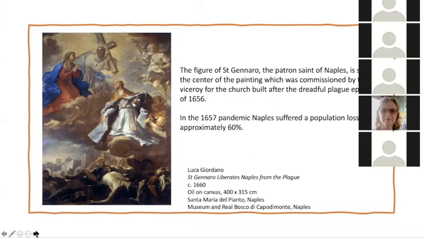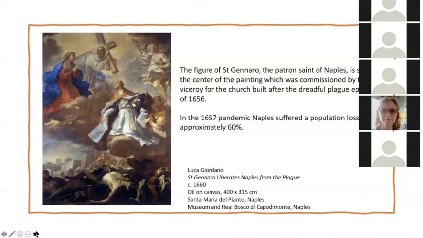This work, typically a rich person would commission an altarpiece, but this was commissioned by a viceroy who was active during the plague. And again, like most areas, Naples suffered a vast loss, 60% of the population. I know a lot of the works we've looked at are not by well-known artists, but this is by Luca Giordano, Saint Gennaro Liberates Naples from the Plague.